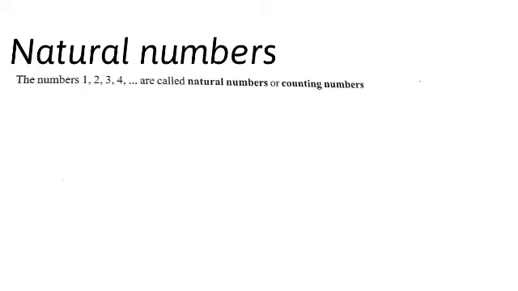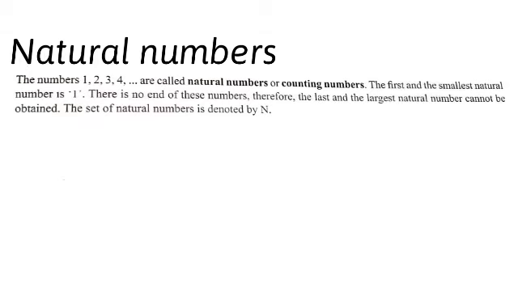Natural numbers. So what are natural numbers? The numbers 1, 2, 3, and so on to infinity are called the natural numbers or counting numbers. The first and the smallest natural number is 1, as it starts with 1 and ends with infinite numbers. There's no end to these numbers. Therefore, the last and the largest number cannot be obtained.